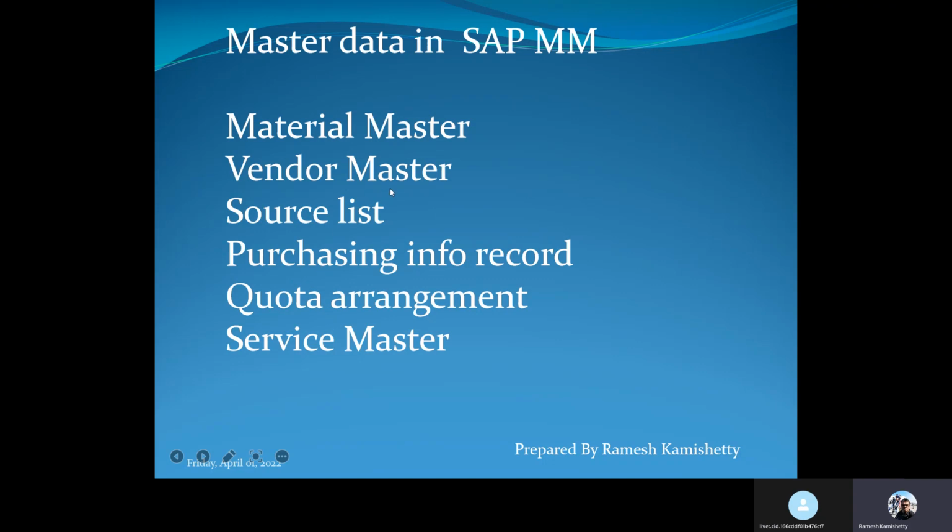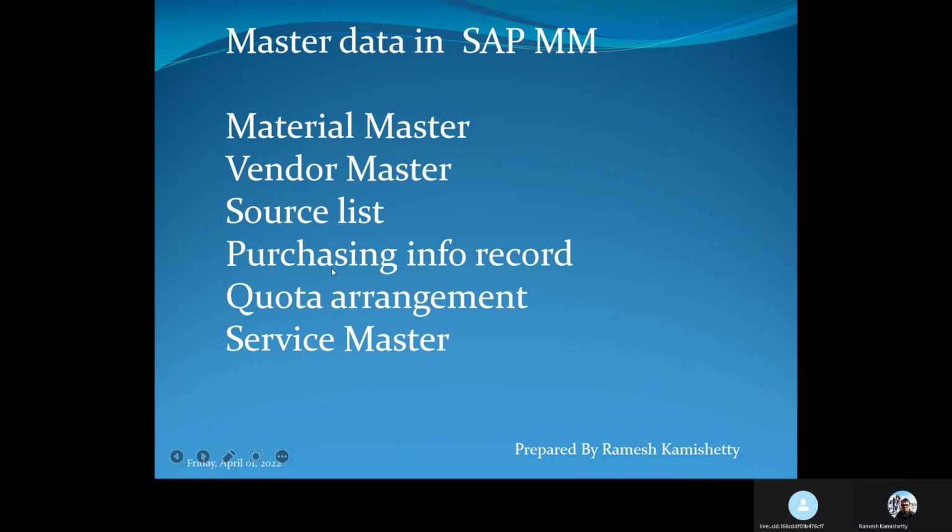For vendor master: SD people will create the customer master. For MM people, we require suppliers, which we call the vendor master. For this we have one transaction called XK01, and we will create it with that transaction. With the source list, we can control the vendors. When we go deeper into SAP, we will discuss this in detail.